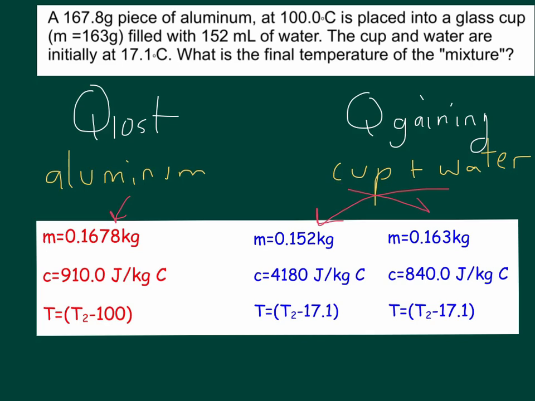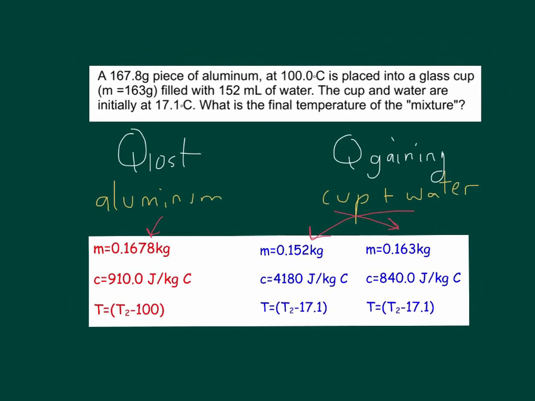And this is our glass cup, which there's the mass, specific heat capacity from a chart, and we also know that the final temperature is going to be T2, and it originally started at 17.1. So now that we have all of our variables, we're going to start listing or writing out the equation.